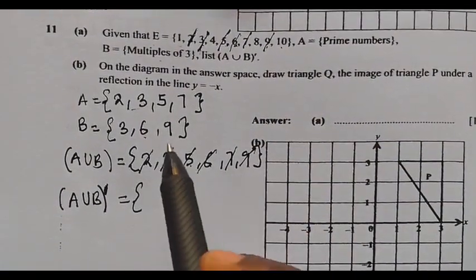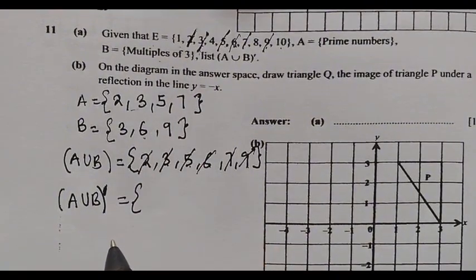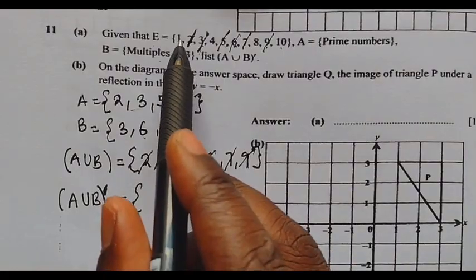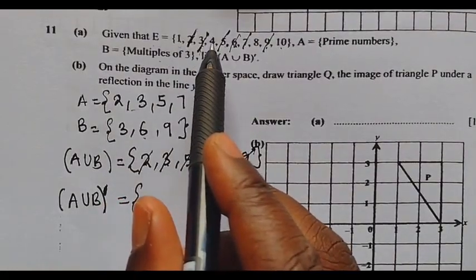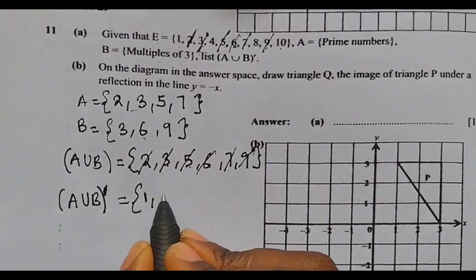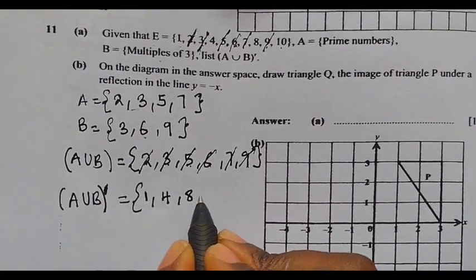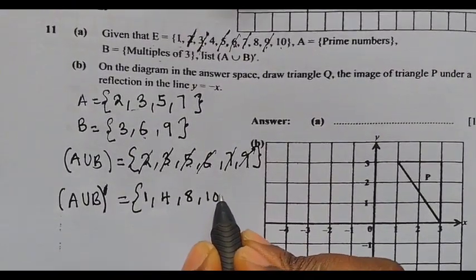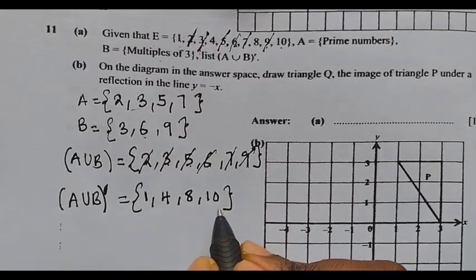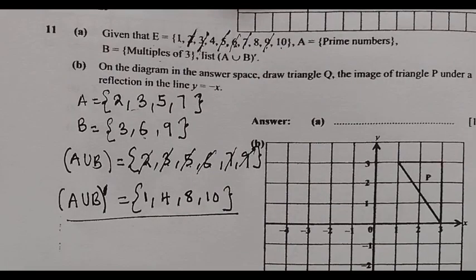So the elements that we are remaining with in the universal set, that is A union B in brackets, complement, are 1, 4, 8, and 10. So we write 1, 4, 8, 10. That is what we are remaining with. This is our answer. So we have answered this question. I hope it's clear. All right, let us now move on to question B.